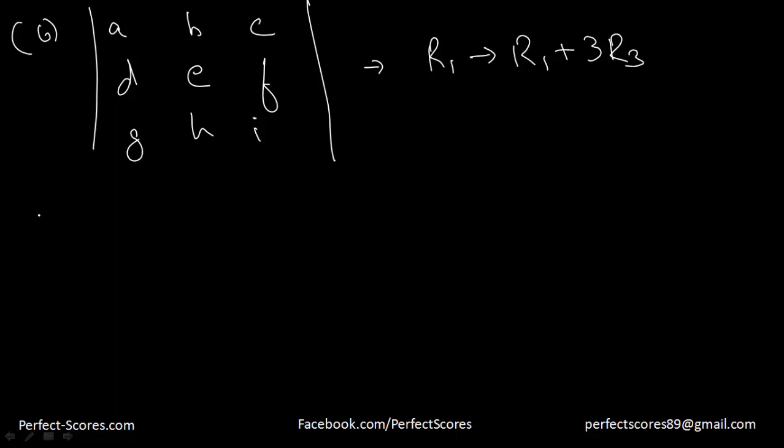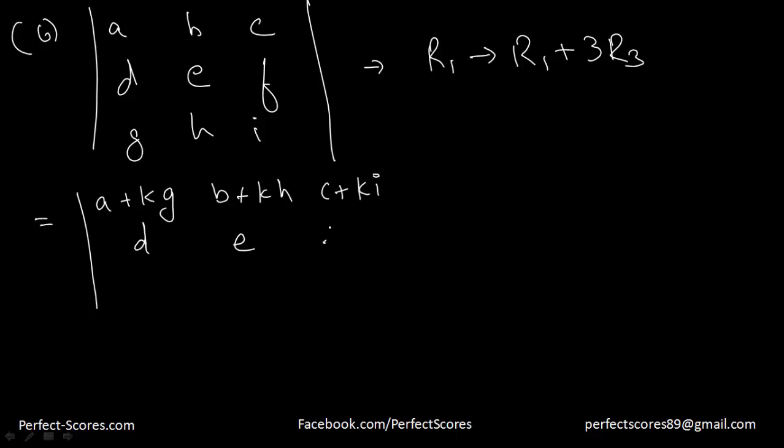So this determinant is going to be equal to a plus k times g, b plus k times h, c plus k times i. And then we're going to have d, e, f, and g, h, i. Now, how do we break this apart?